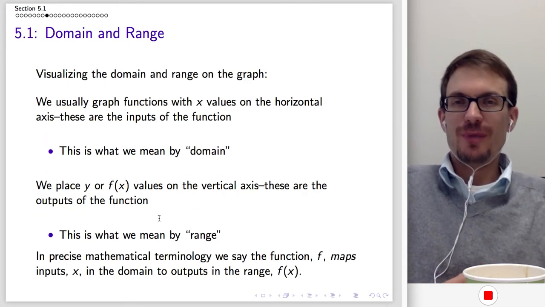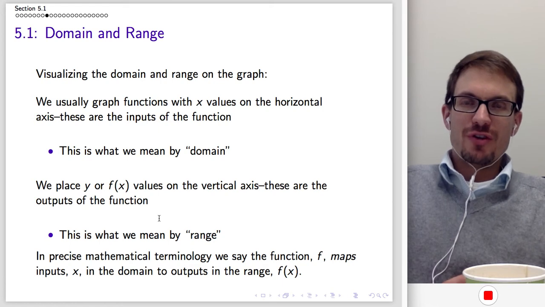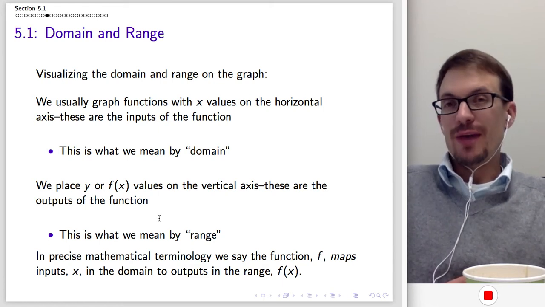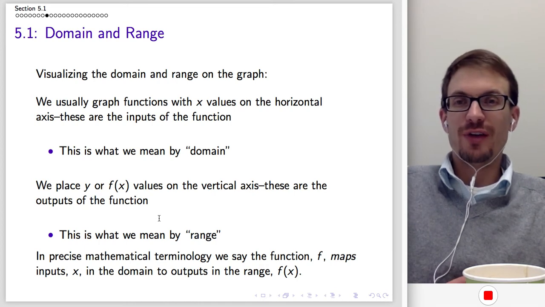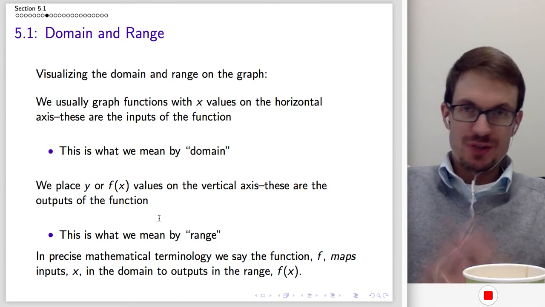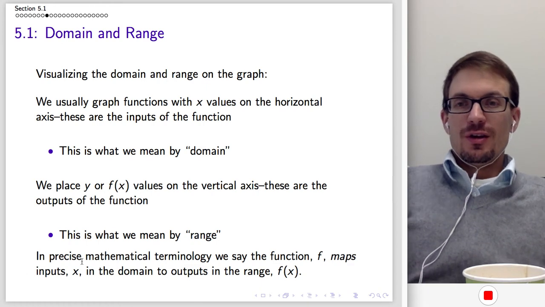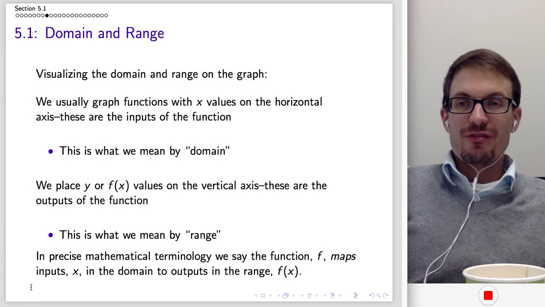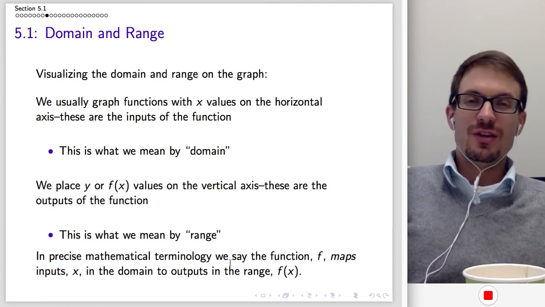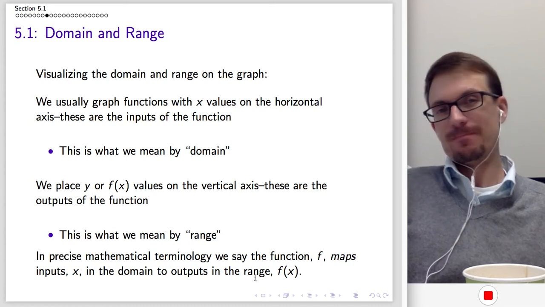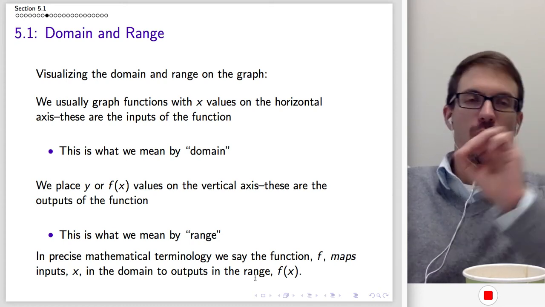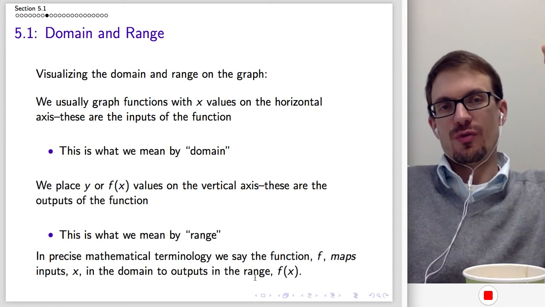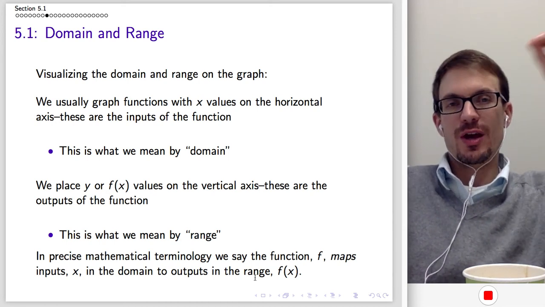Okay, visualizing domain and range. Usually we graph functions with x values on the horizontal. Those are the inputs. This is what we mean by domain. We place the y or f of x values on the vertical. Those are the outputs, and that's what we mean by range. So in more precise mathematical terminology, we say the function f maps points in the domain to points in the range, to outputs in the range, f of x.